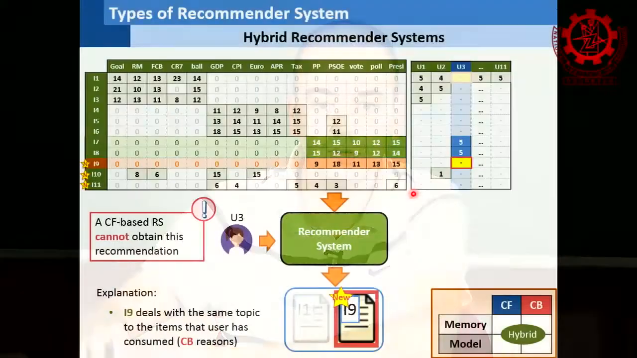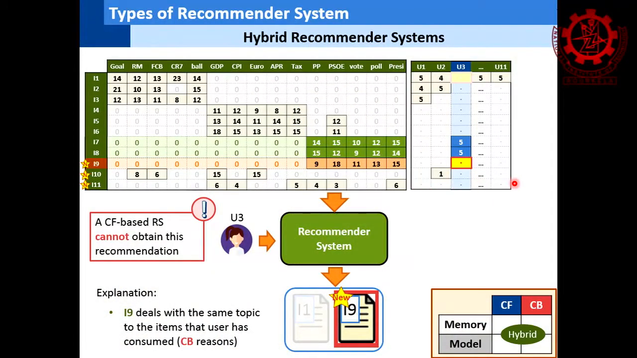So according to this table, we cannot provide this recommendation. So here is the reason why, this is a novel, completely new item. We can recommend it to our users, to a user.